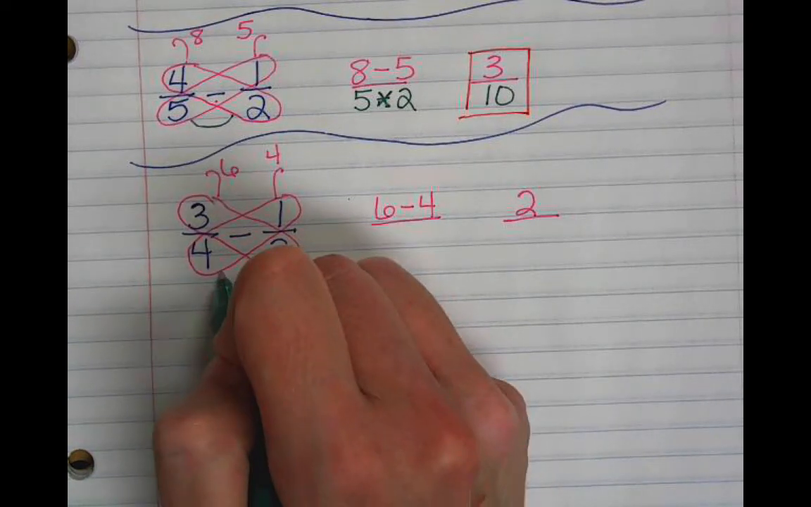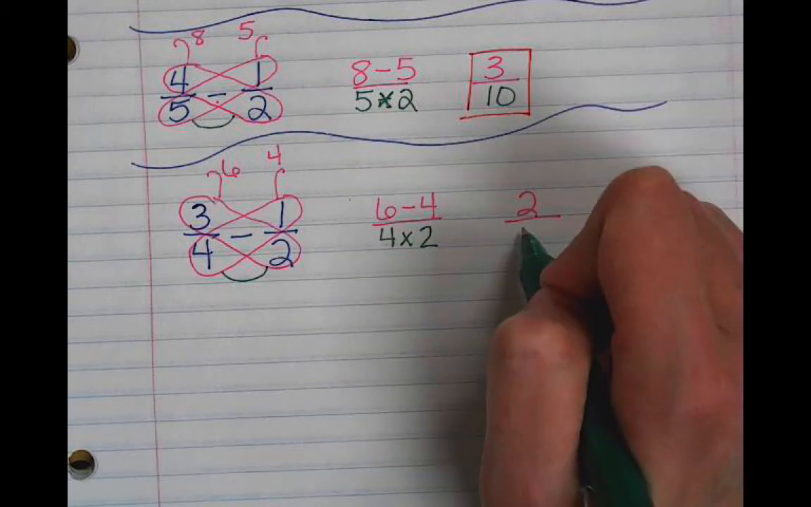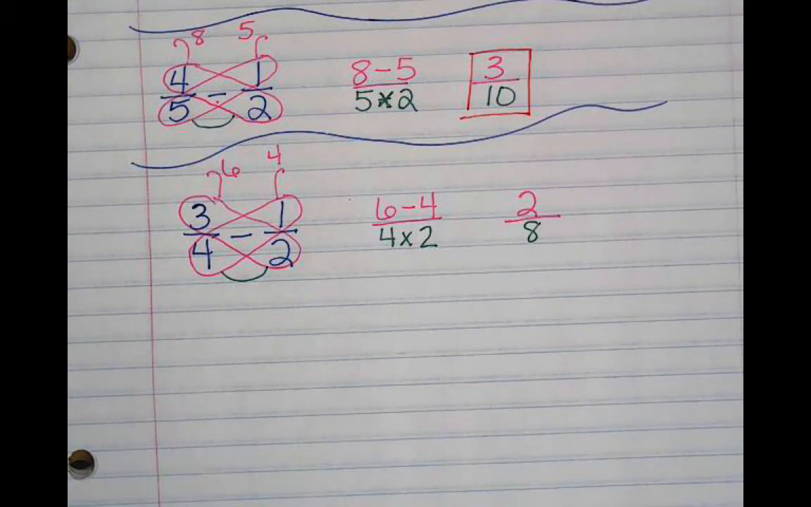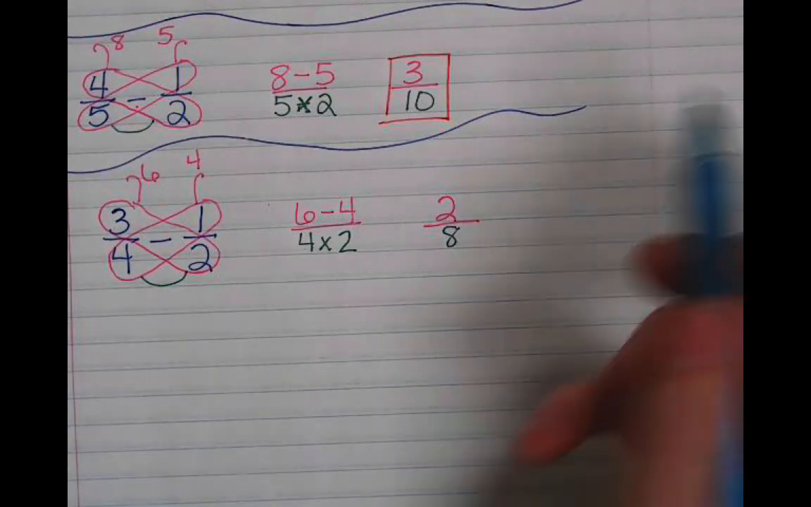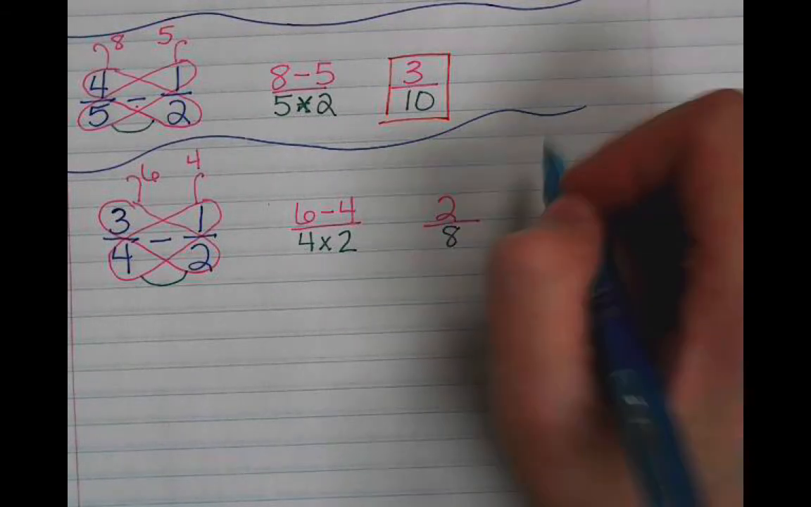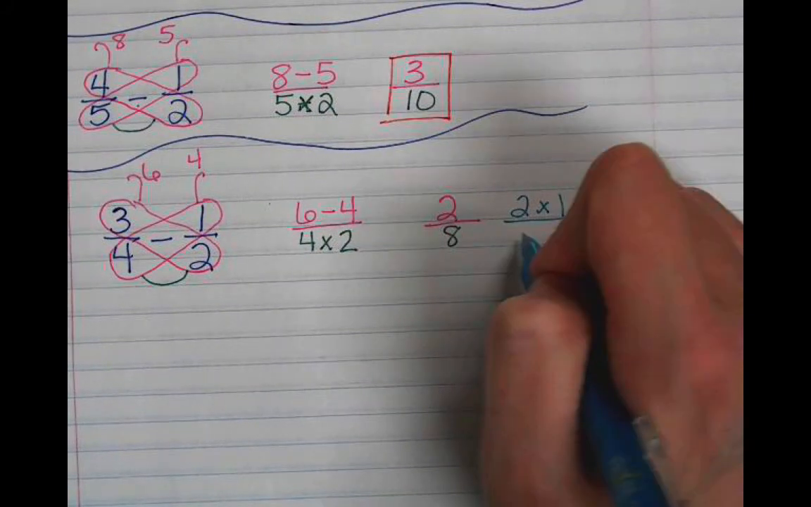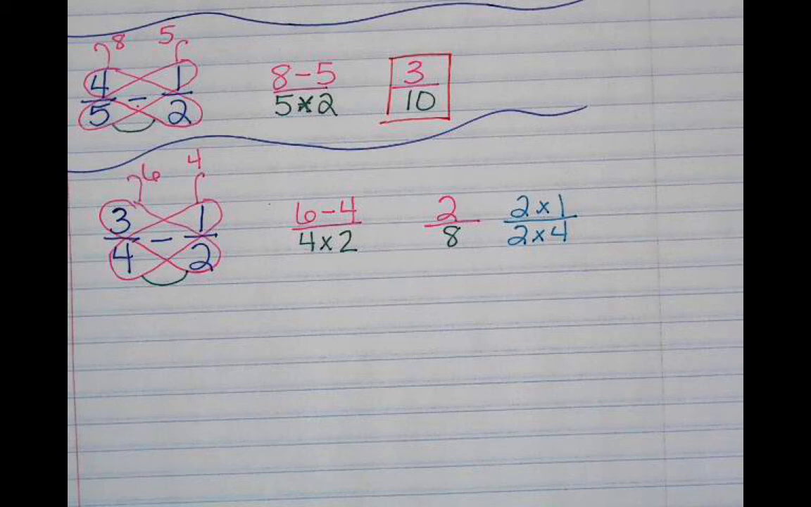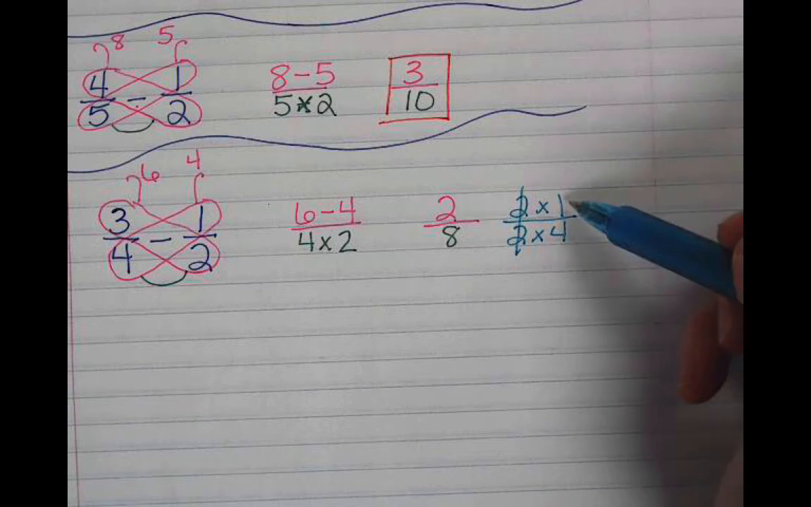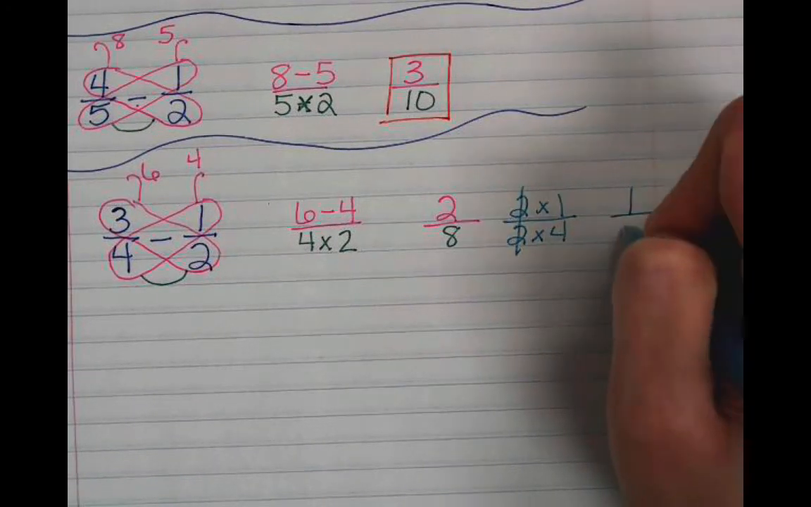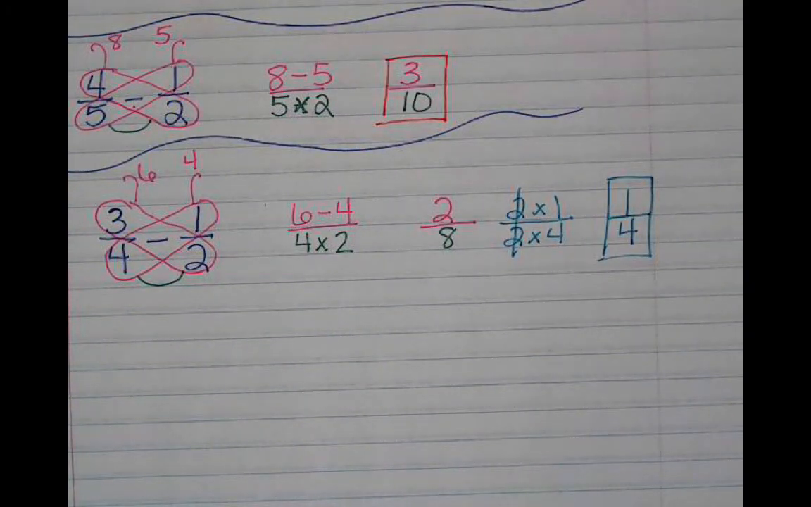And then we've got our bottom. So we're going to multiply those. So 4 times 2 is 8. Okay, and then we have to see, can we simplify those? We can simplify those. They're both even. Okay, so 2, I could take 2 times 1. And 8, I could take 2 times 4. And with those, I could cross off then my 2's. And I'm left with my 1 and 4, which means I'm left with 1/4. So my answer for that one would end up being 1/4.